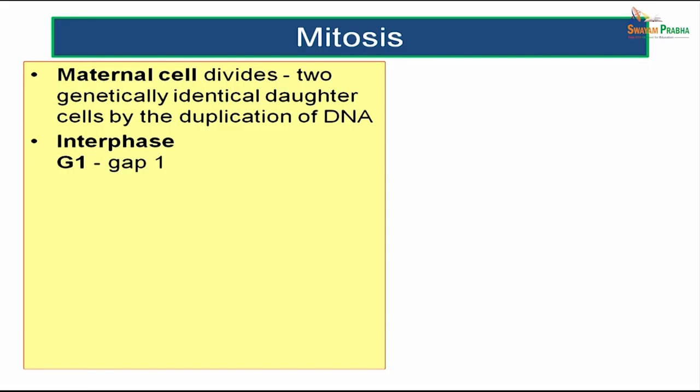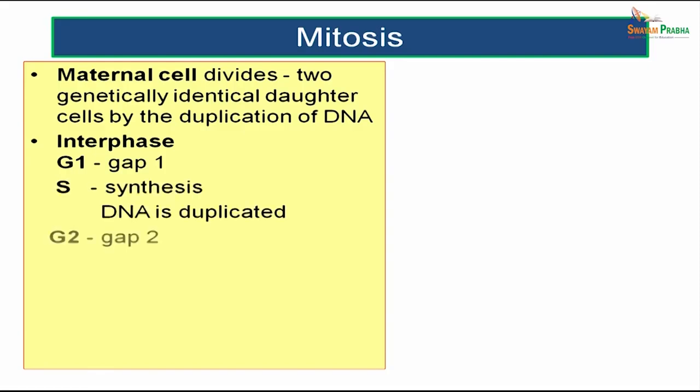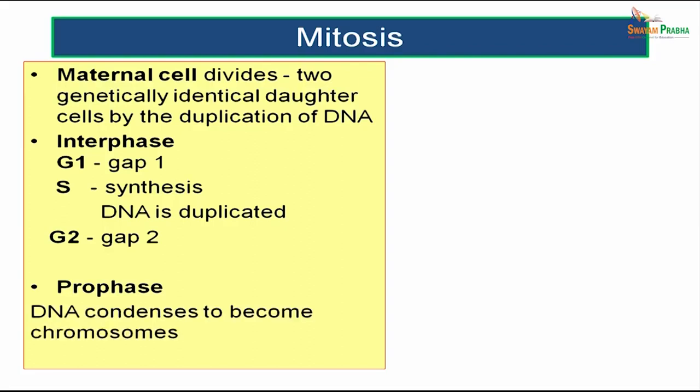The first phase is known as the interphase, which is further subdivided into G1 phase, S phase and G2 phase. G1 is otherwise known as gap 1. S phase is the synthetic phase where the DNA is duplicated. And the third one is known as G2 or gap 2 phase. Now after interphase, the cells will enter into prophase. Till then, we have the DNA material as a clumped mass inside the cell. During prophase, the DNA condenses to become the chromosomes, and the mitotic spindles are formed. We can consider the mitotic spindles as threads to pull the chromosomes apart.